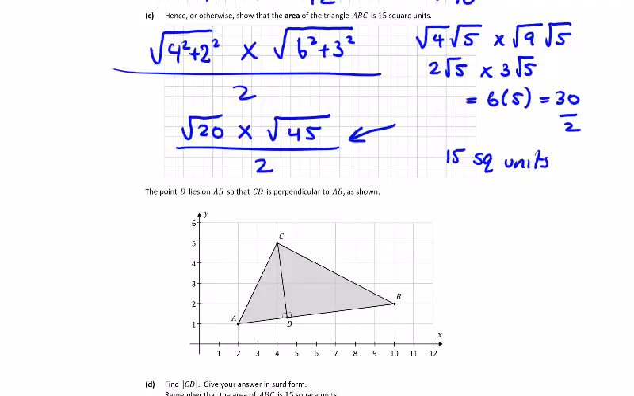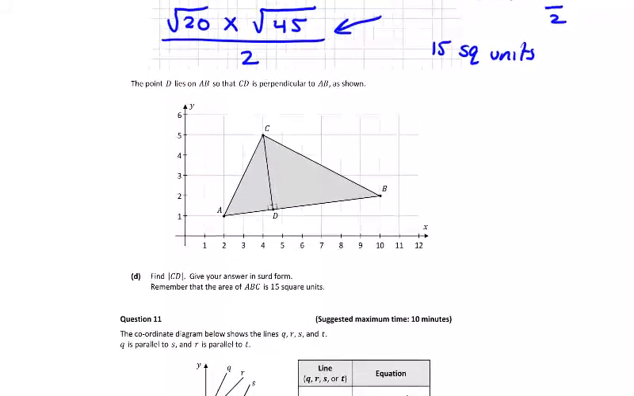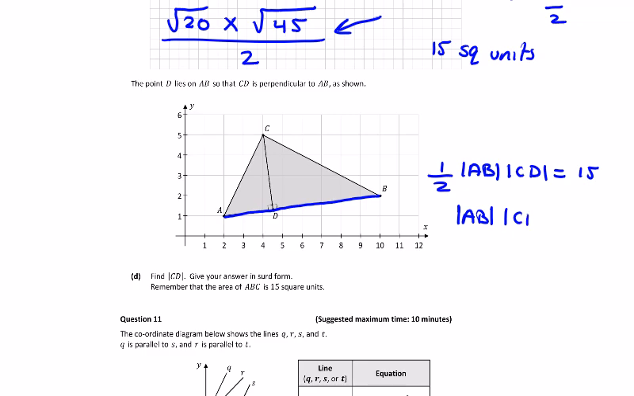Now we have the point D lying on AB, so CD is perpendicular to AB, so again, more right angles. So we're asked to find the length of CD. Okay, well we can do that just using Pythagoras. Or an easier approach. Now we have another height of the triangle, so here's the base. So half of AB, this might be the best way to do it, by CD will also be equal to the area, which is 15. Multiplying by 2, we'll get AB by CD will give us 30.